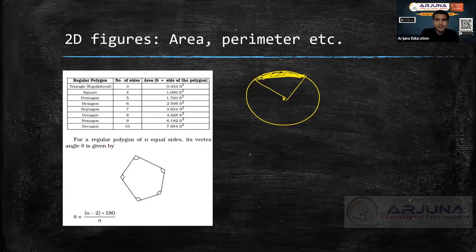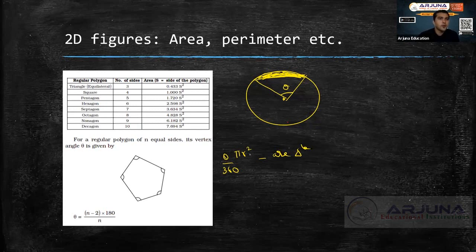I can easily tell that if this angle is theta, the area of the sector is going to be theta by 360 into pi r square. Minus, you have to write the area of the triangle, which is an isosceles triangle, and you can even apply trigonometry there and find it out.